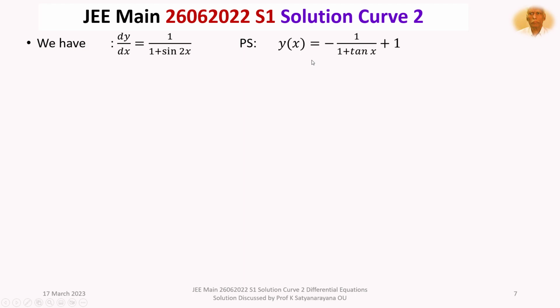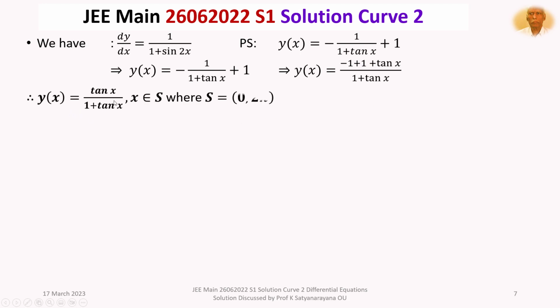We simplify this y of x. Take the LCM, then in the numerator you will get minus 1 plus tan x, minus 1 plus 1 cancels and you get tan x by 1 plus tan x. That is our particular solution, where x belongs to S, where S, as we have already taken, is the open interval 0 to 2 pi except pi by 4, 3 pi by 4, 5 pi by 4, 7 pi by 4.